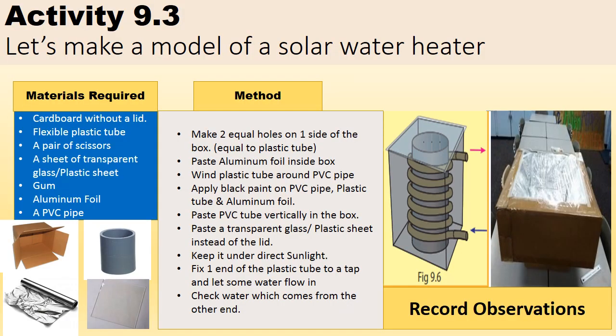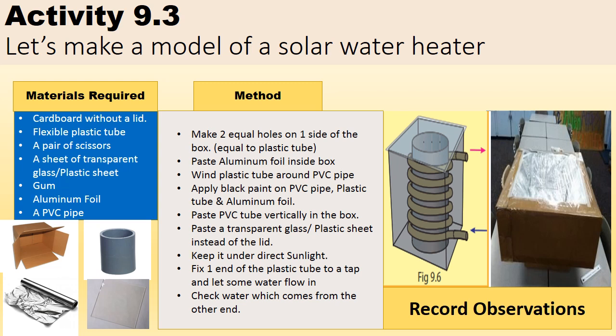So children, let us do activity 9.3. We will make use of solar energy to create a model of a solar water heater. So you are going to make a solar water heater. Is this interesting? Yes, of course. Children, better make this. You can make it and bring it to school, and sometimes I might take this as an assignment also. Make this model so that you can make a solar water heater at home for your use.